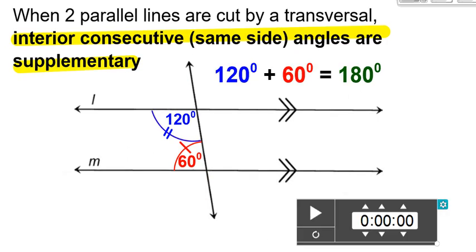Interior consecutive, also called same side angles, are supplementary. Okay, so they have to add up to be 180. So you could use your corresponding angles to try and figure that out. If this guy is 60, the corresponding angles that we just talked about means this has to also be 60 because the lines are parallel. And since these two guys are supplementary, they have to add up to be 180 altogether. So by default, these two then also have to be 180.